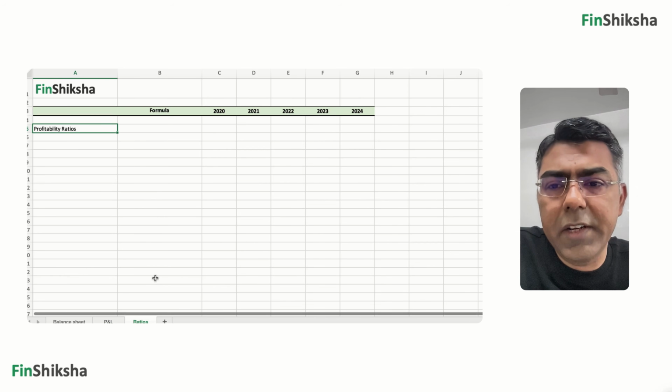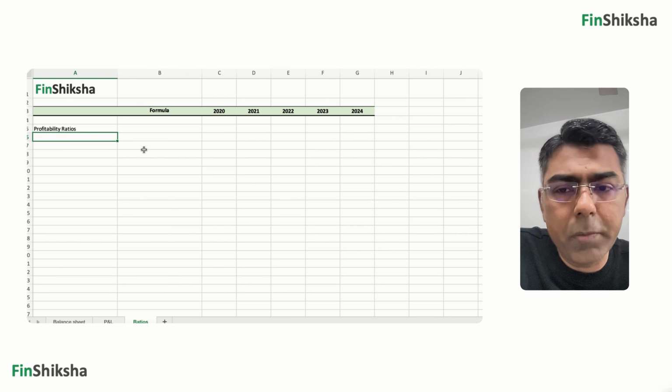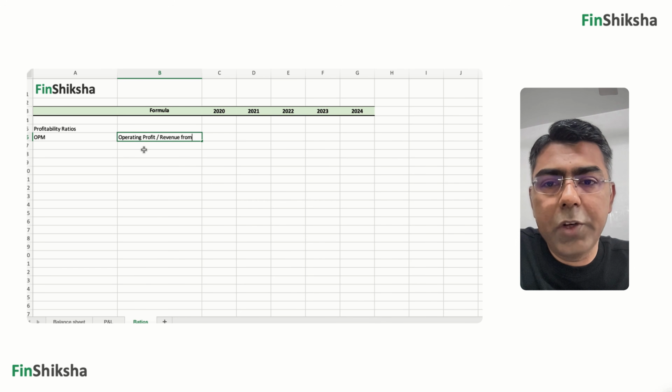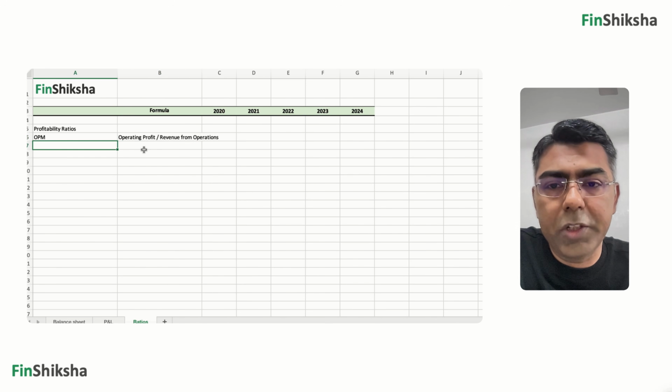Let's dive right into the ratios. So we'll start with profitability ratios. The first one would be operating profit margin, which would be operating profit by revenue from operations or operational revenue, right?